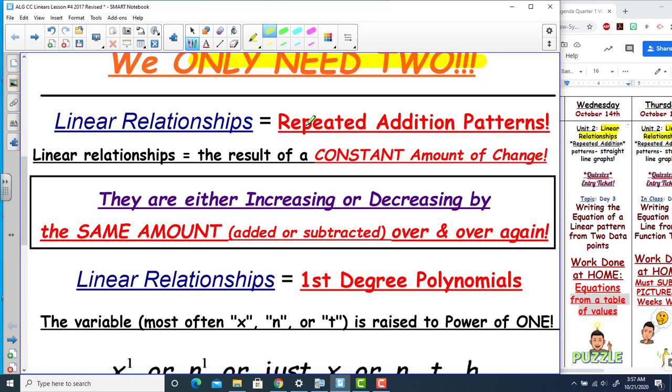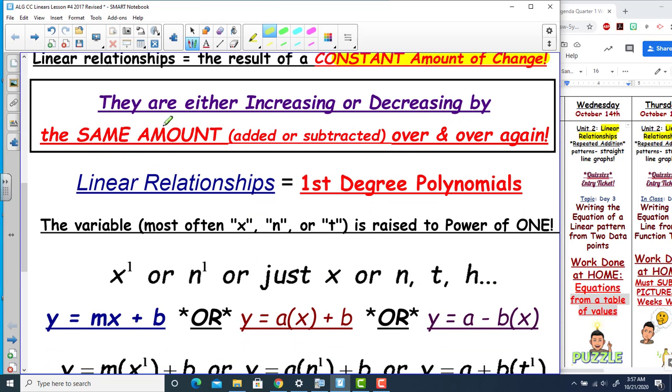Please remember that repeated relationships or linear relationships are repeated addition patterns. They're the result of adding a constant amount over and over again. They have a constant rate of change, a constant amount of change. They're either increasing or decreasing by the same amount, and you should know that that's fine, because if they are repeated addition patterns, subtraction is just the same as adding the opposite. So we can still have a decreasing pattern where we're taking amounts away by adding the opposite. So it still follows the rule of what it means to be a linear or repeated addition pattern.